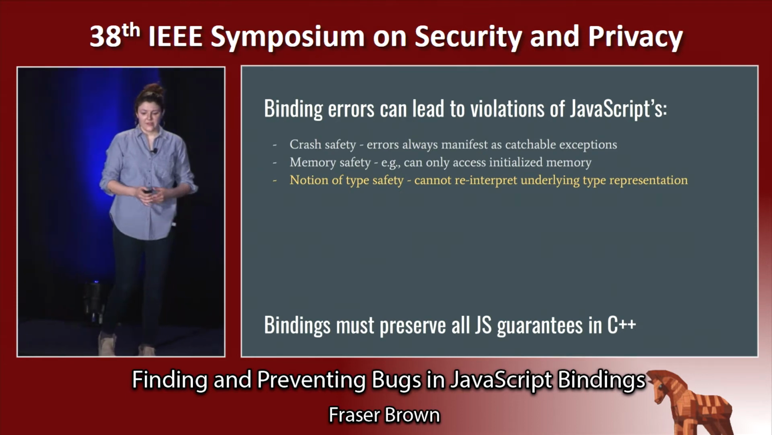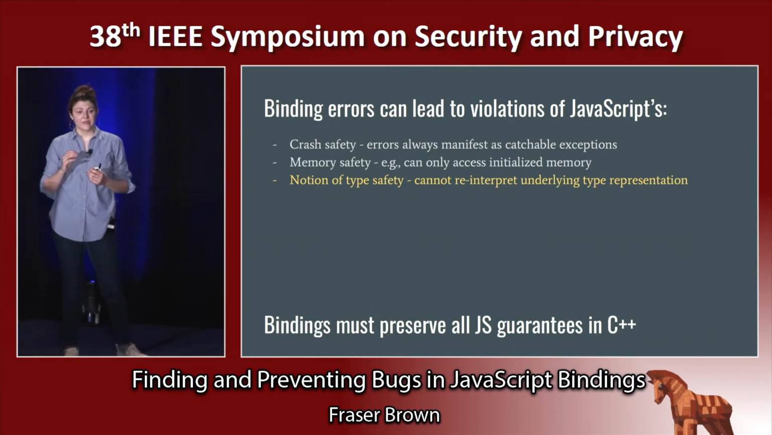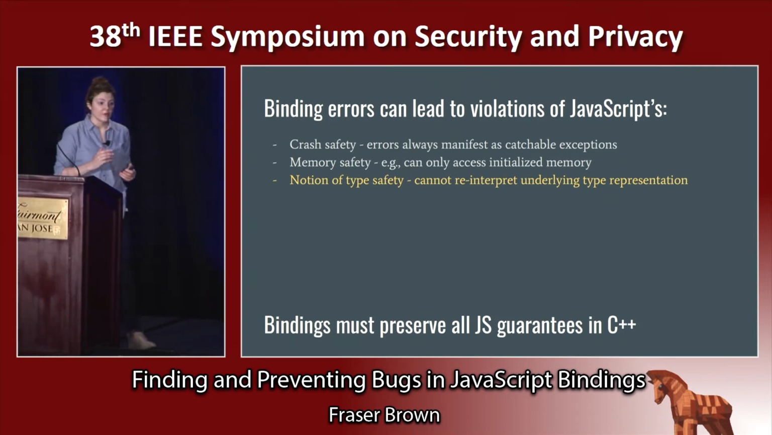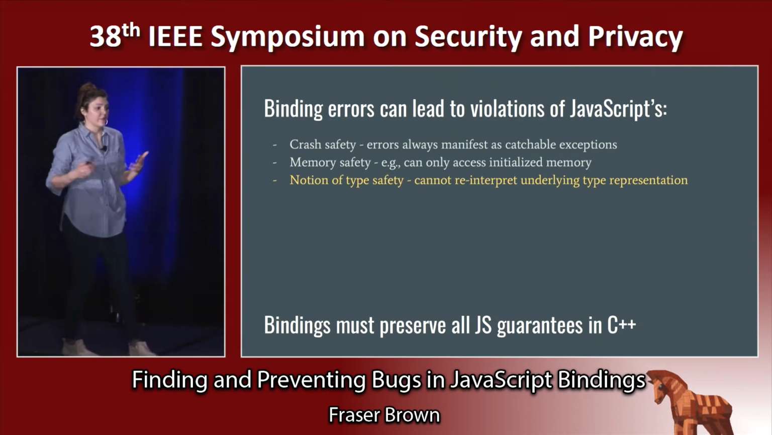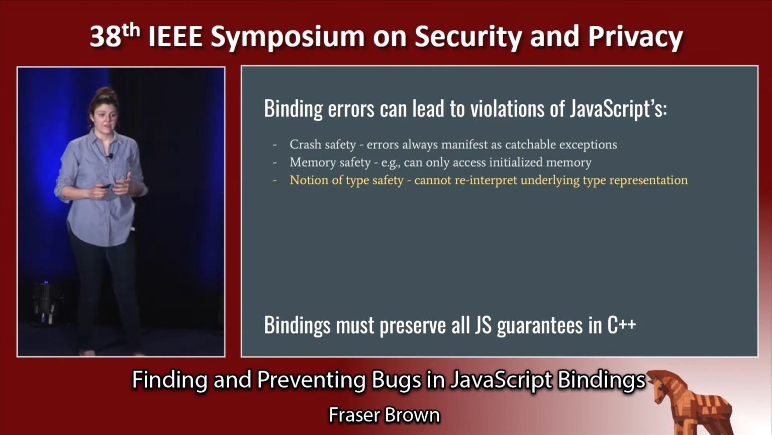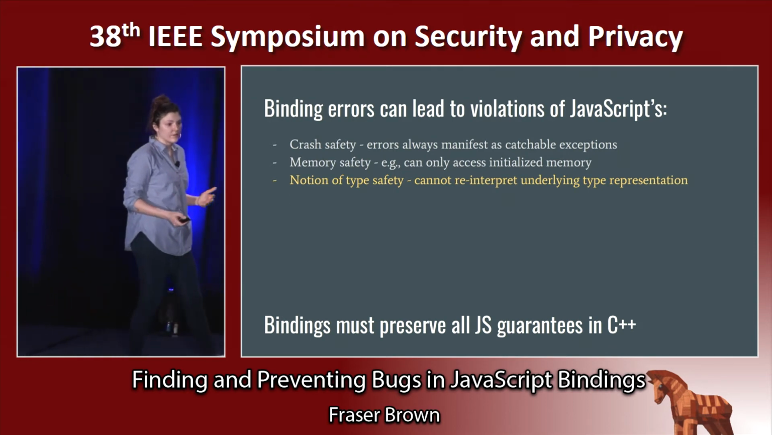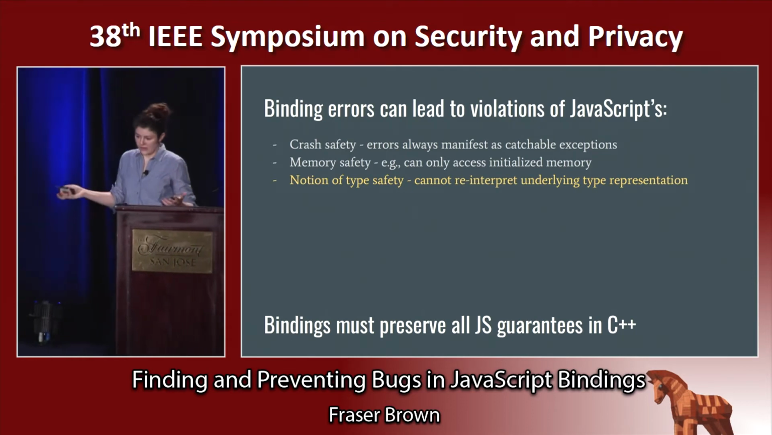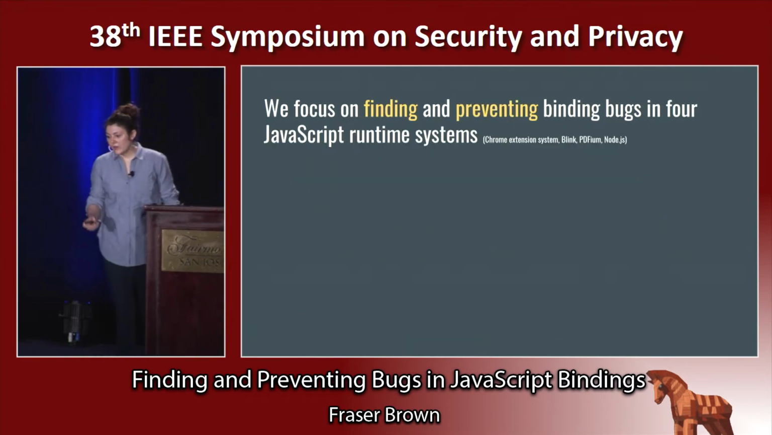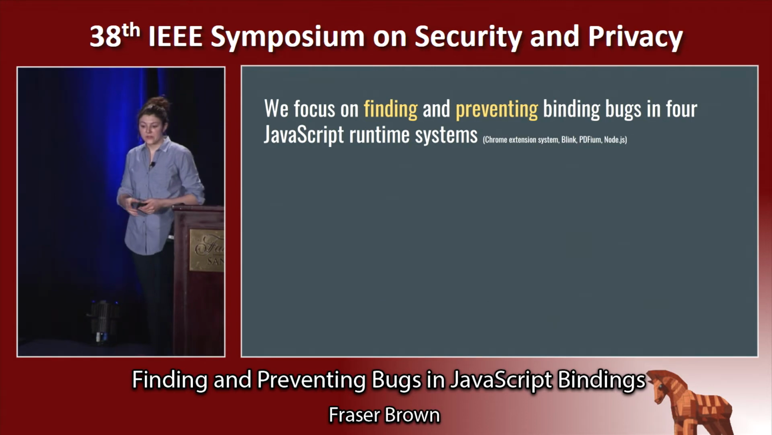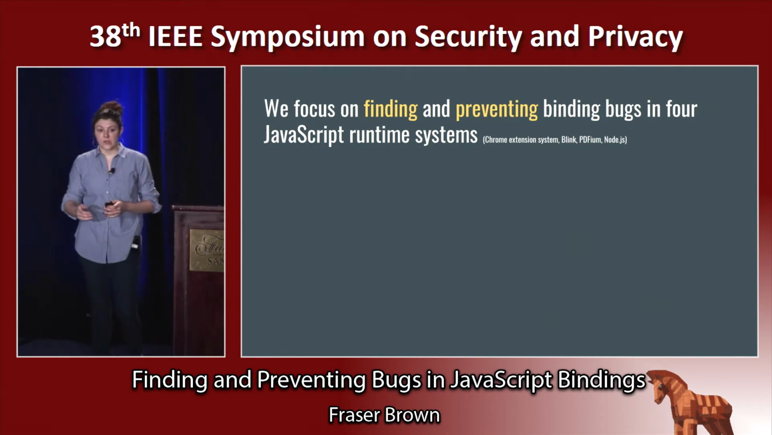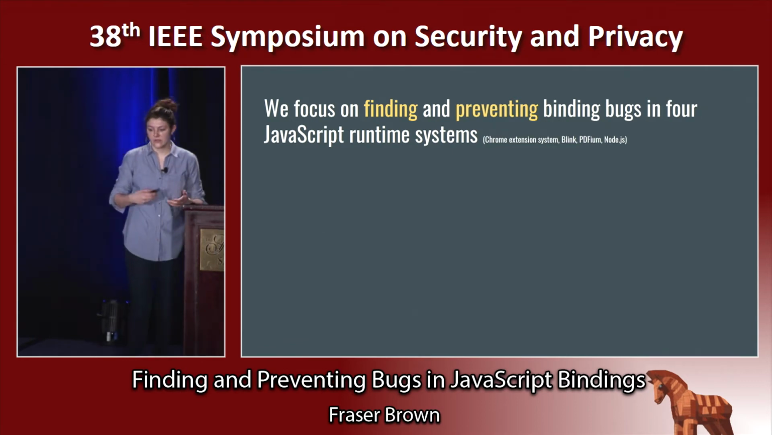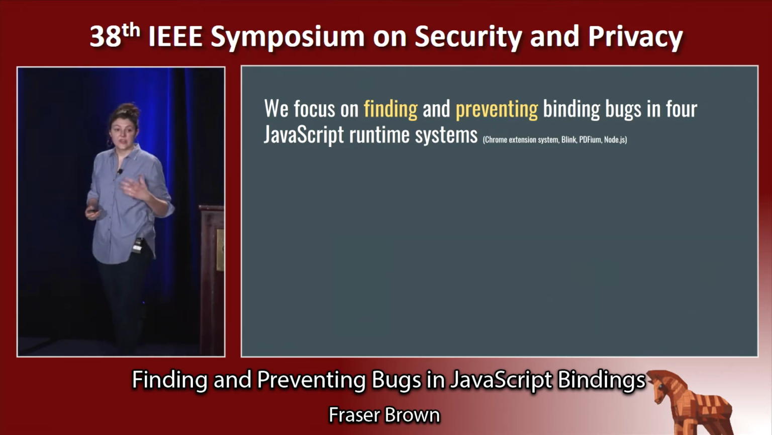What this means is that bindings, to be secure, must actually preserve all of JavaScript's guarantees, but in C++. So that can boil down to essentially writing perfectly memory-safe C++ code all the time. And if that were really easy, maybe we wouldn't need a higher-level language like JavaScript anyway. So what we want to do is help binding layer developers by finding and preventing bugs in JavaScript bindings in 4 different runtime systems: the Chrome extension system, Blink Chrome's rendering engine, PDFium, and Node.